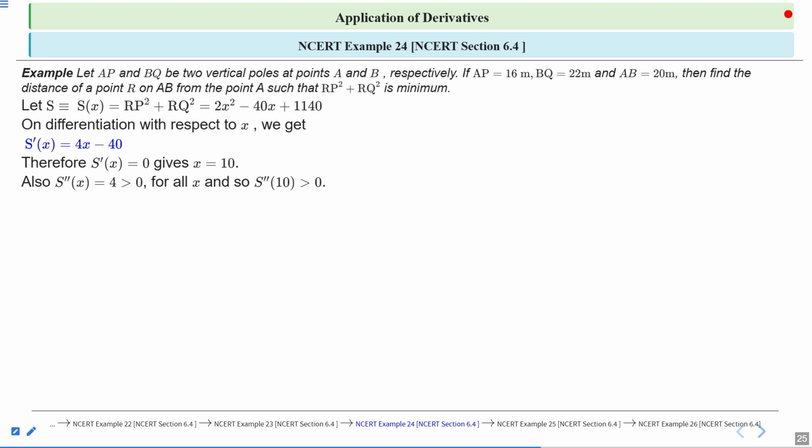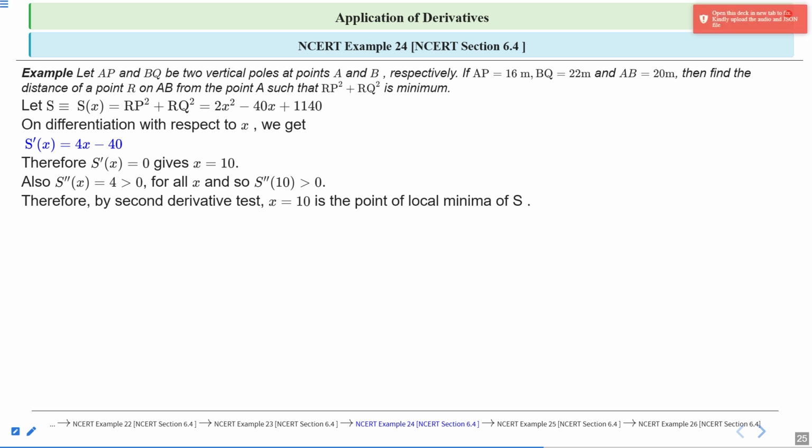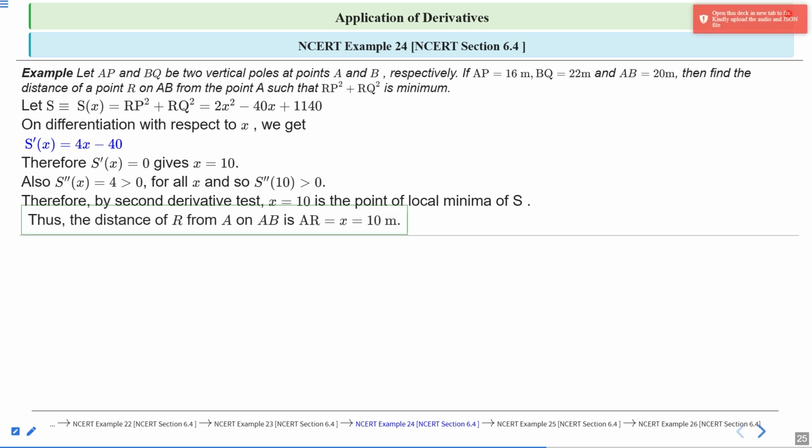Also S double dash x is equal to 4, which is greater than 0 for all x, and so S double dash 10 will be greater than 0. Therefore, by second derivative test, x equal to 10 is the point of local minima of S. Thus, the distance of R from A on AB is AR, which is equal to x, which is equal to 10 meter.